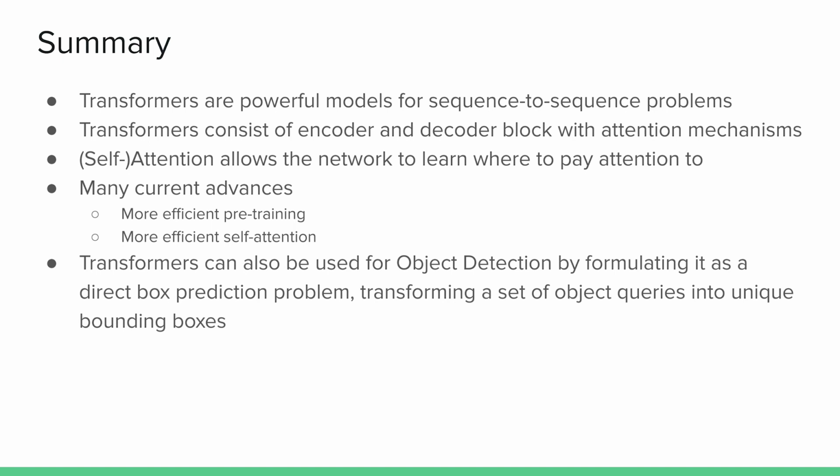They can actually also be used for object detection, which we discussed in the end now, by formulating it as a direct box prediction problem and transforming a set of object queries. That was this idea of not having an output sequence, but object queries that learn where to look in our input image to produce unique object boxes, these bounding boxes, and had this Hungarian algorithm with this bipartite matching loss, where we try to find a unique assignment between sets of boxes.